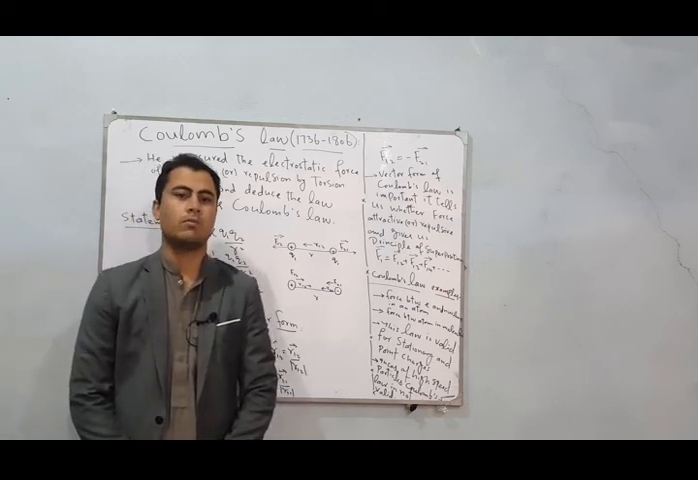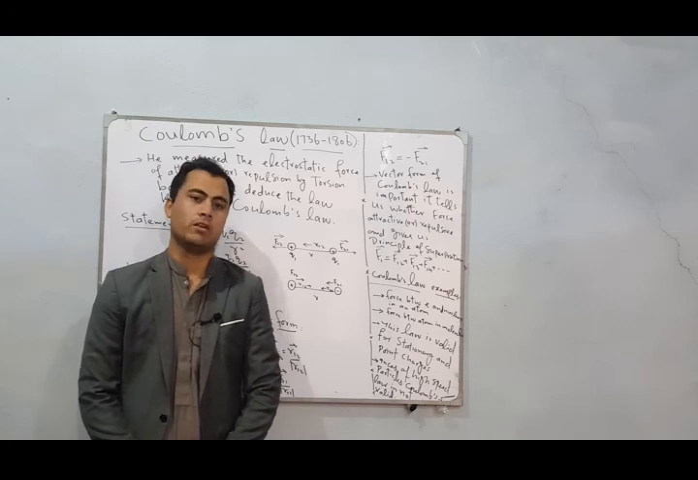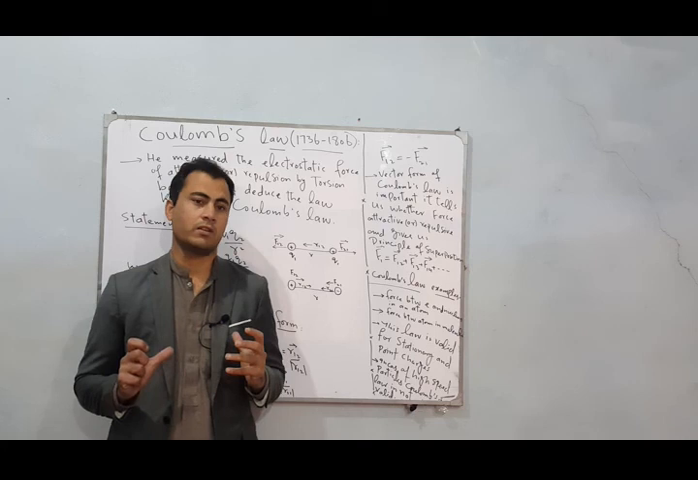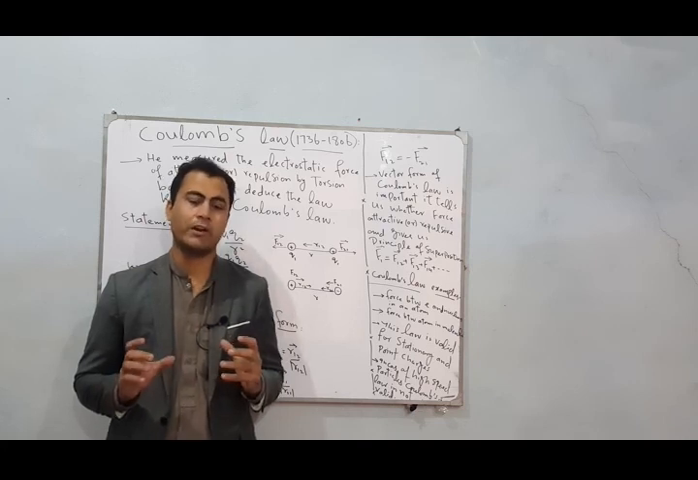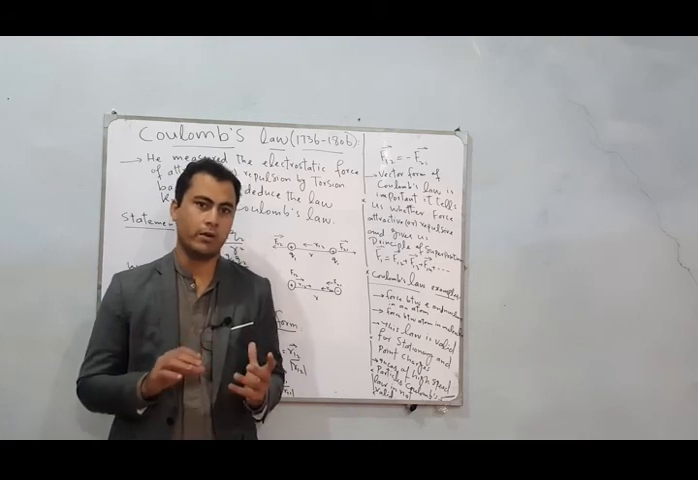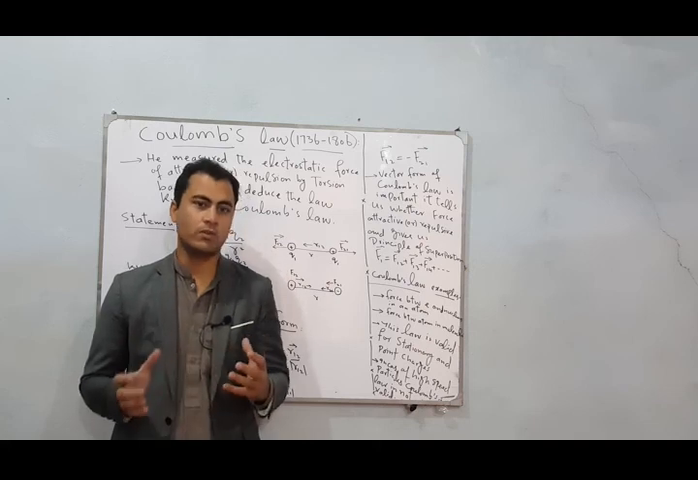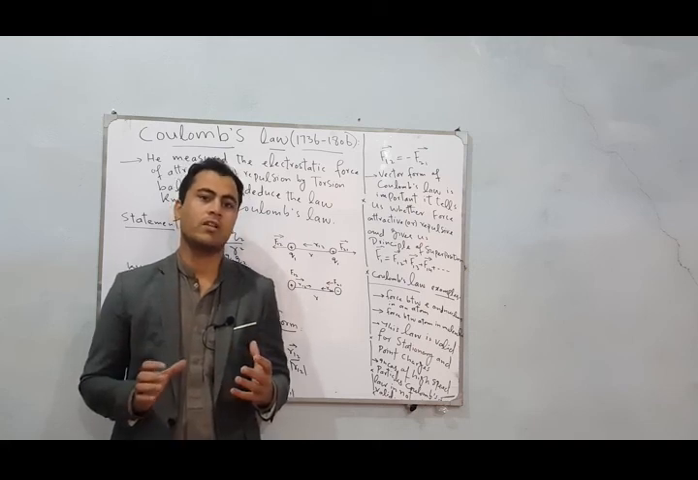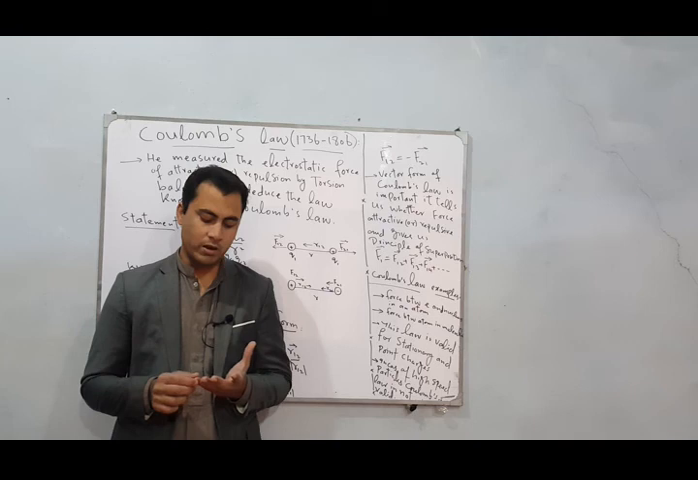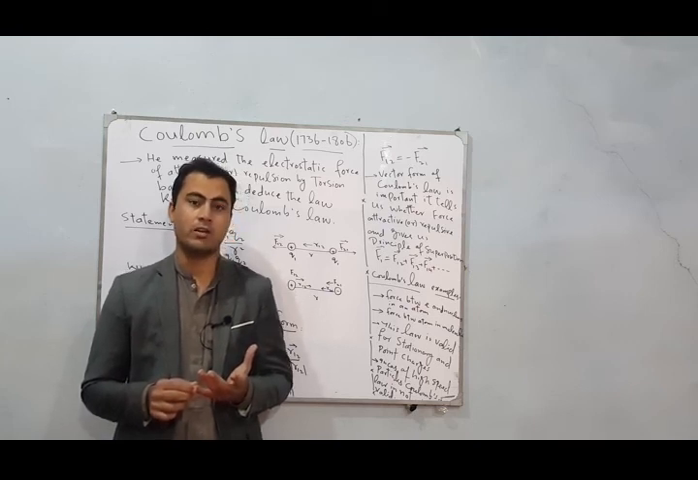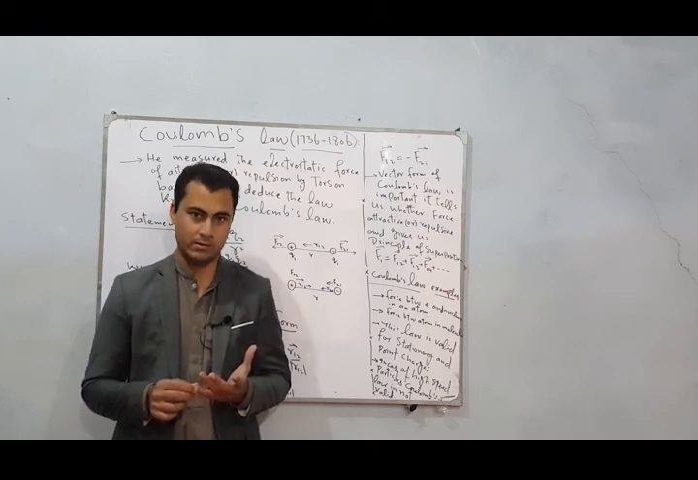Now, what is Coulomb's law? Before that, all of you know that two same charges, for example positive or negative, repel each other, and two opposite charges, for example positive and negative, attract each other. So Coulomb measured this force of attraction or repulsion between two charges, and experimentally verified the main factors on which the repulsive or attractive force between two charges depends.